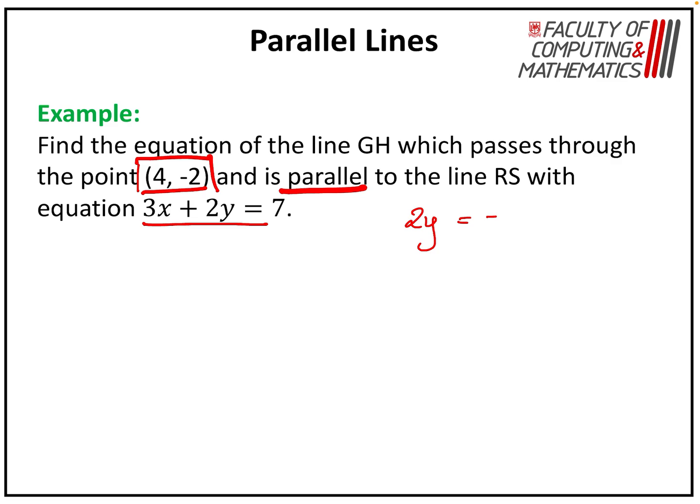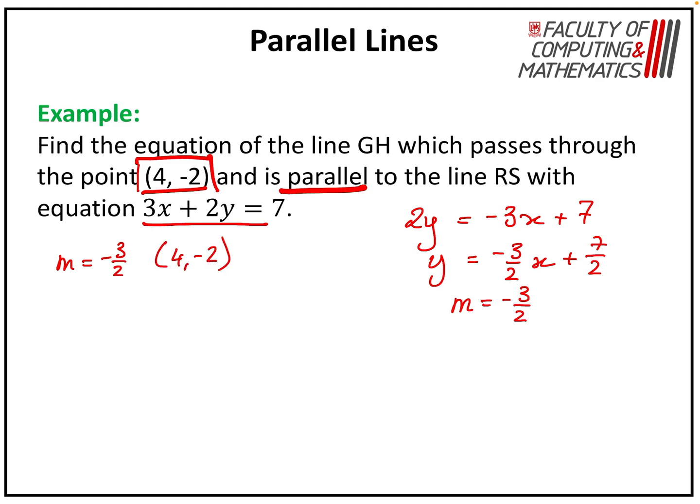2y is equal to minus 3x plus 7, because we want it in the form of y is equal to mx plus c. Okay, so I'll pick off my gradient here. m is equal to negative 3 over 2. Now, if the gradient's equal to minus 1.5, then the parallel gradient is also equal to minus 1.5. So using that gradient and the point 4, minus 2, I'm going to find the equation of the line using y minus b is equal to m bracket x minus a that you met in National 5. Okay, so y plus 2 is equal to minus 3 over 2 bracket x minus 4.